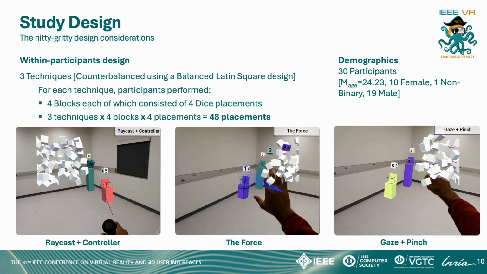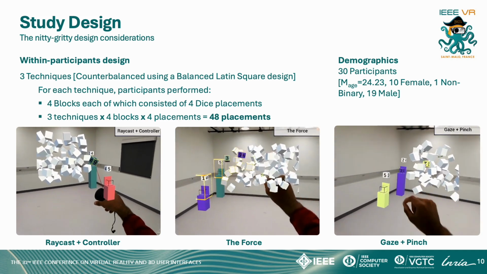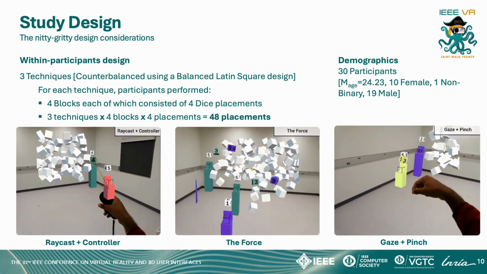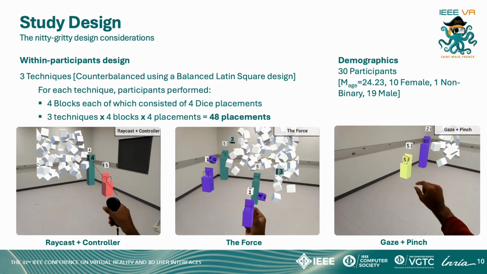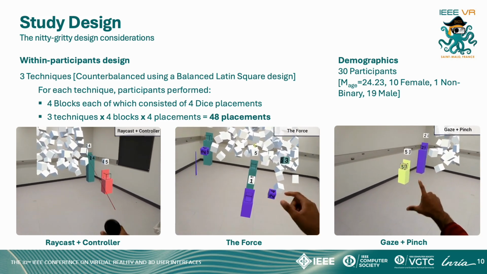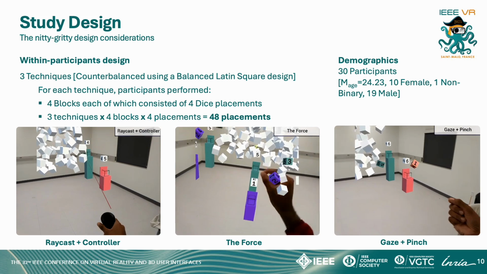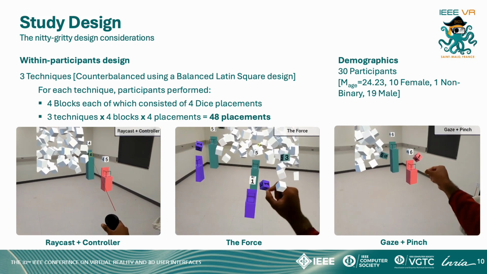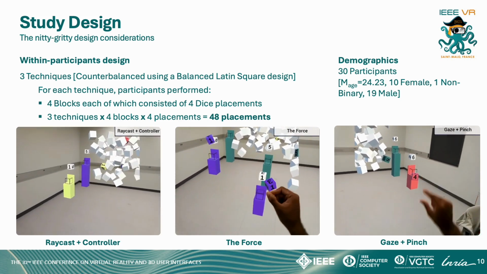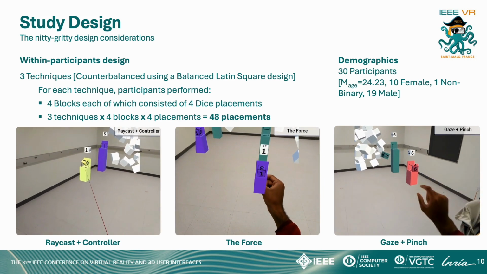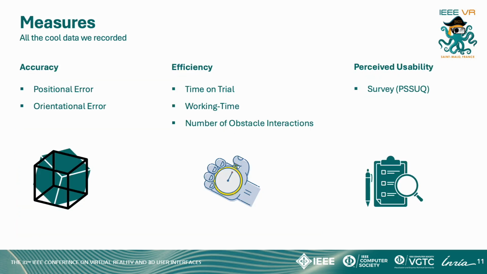Lastly, in the force, a cone is used to select the objects, and once the miniature view is spawned, the miniature clones are directly manipulated, which in turn results in the manipulation of distant objects. In the end, we had 30 participants for our study, 10 of whom were female, 1 of them was non-binary, and the rest were male.